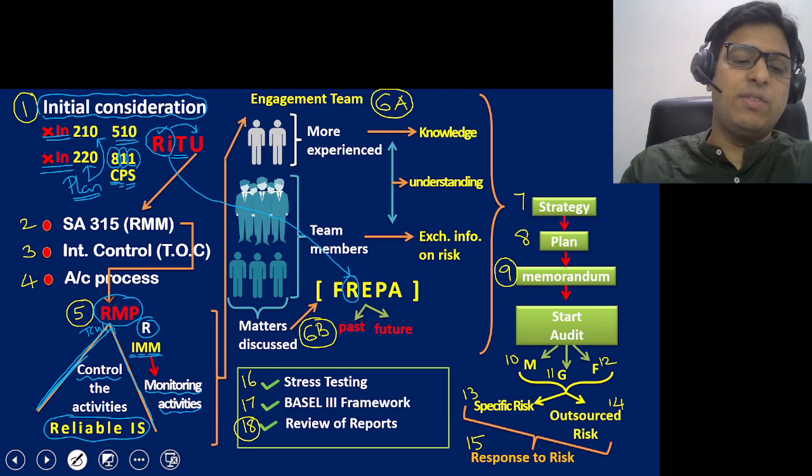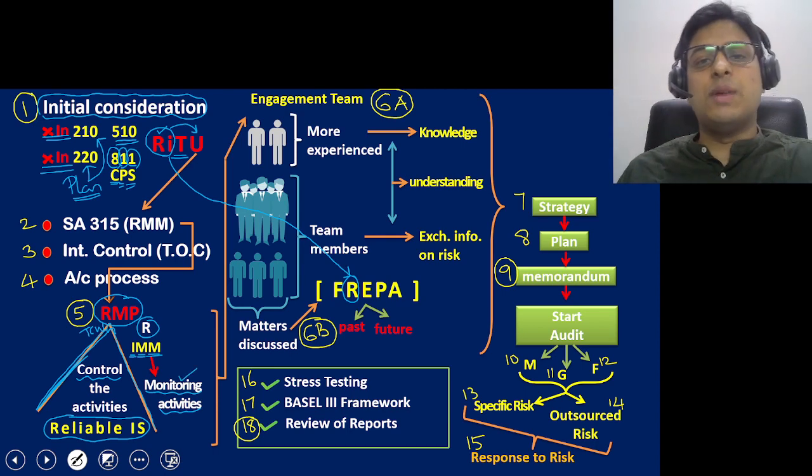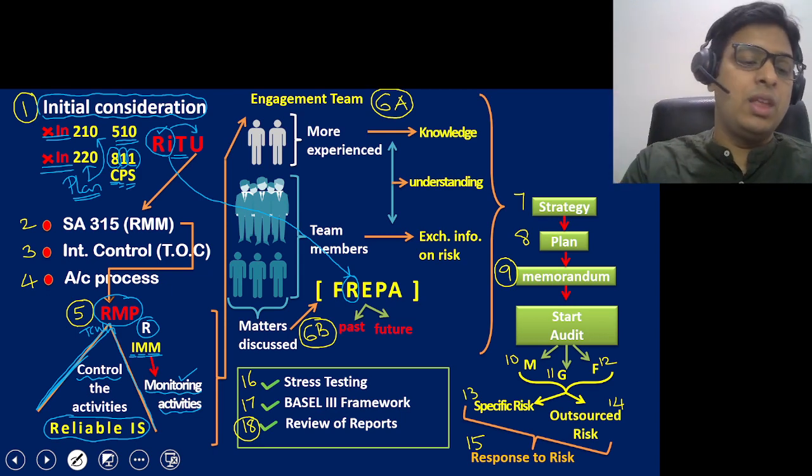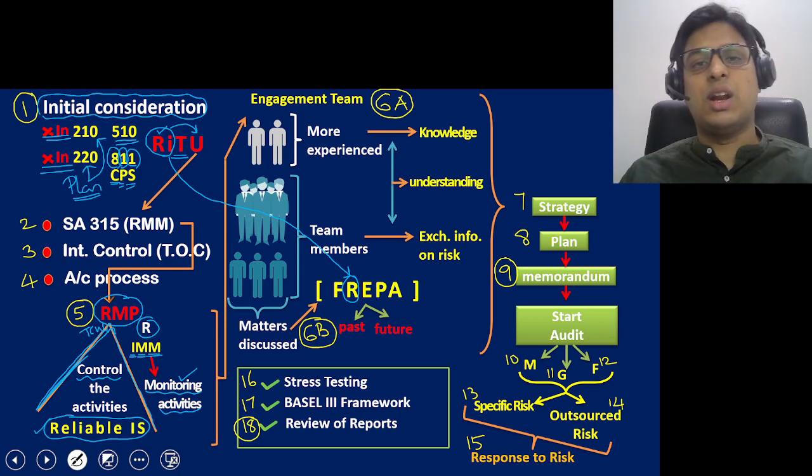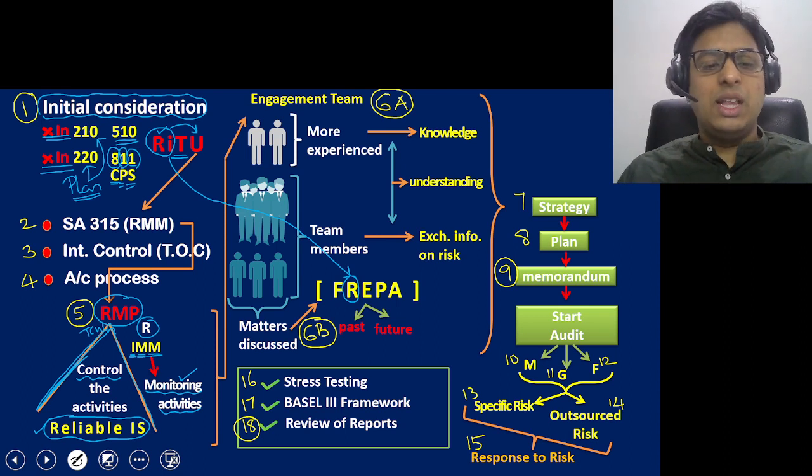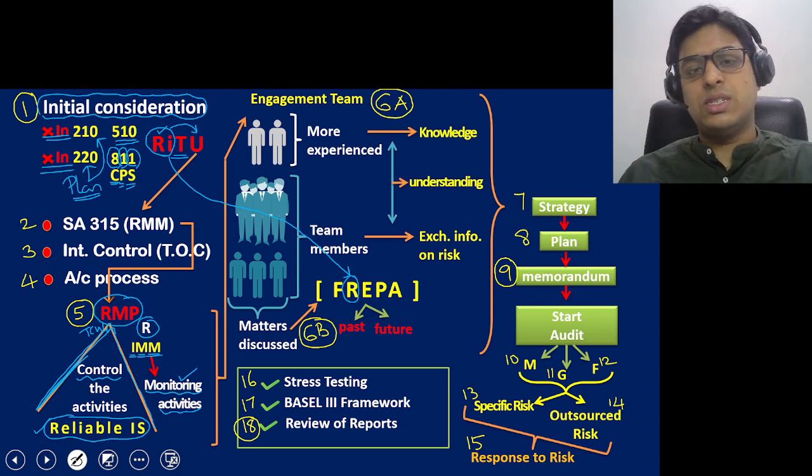Next, we'll see whether these activities are carried out on a regular basis. That is called monitoring the activities. One time if you set up and then forget about it, then that is not going to work in the future. You have to keep on monitoring it whether any improvements are required. Next is the information system should be reliable. Reliable information system should be there. That is basically this risk management process. Easy to understand this area.